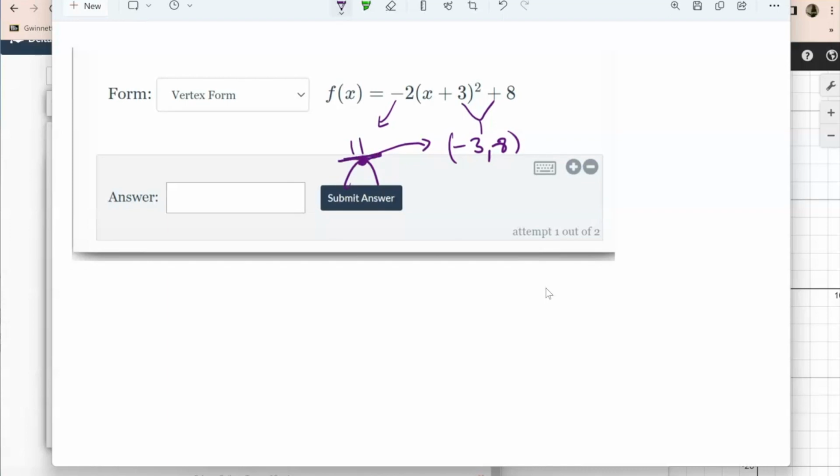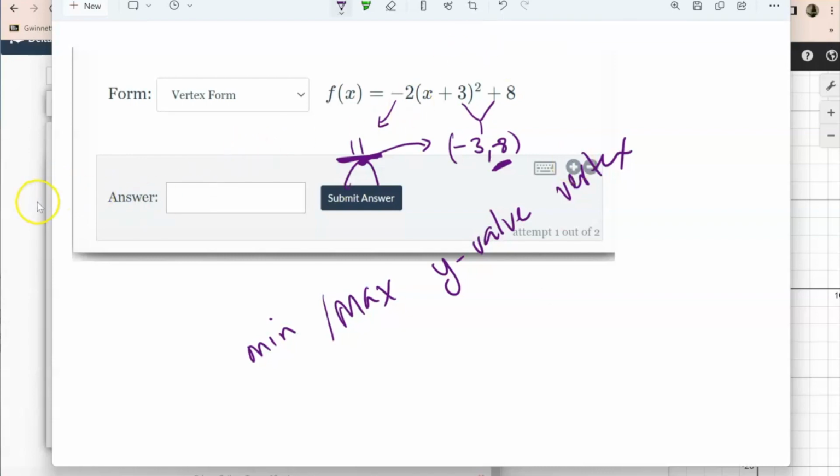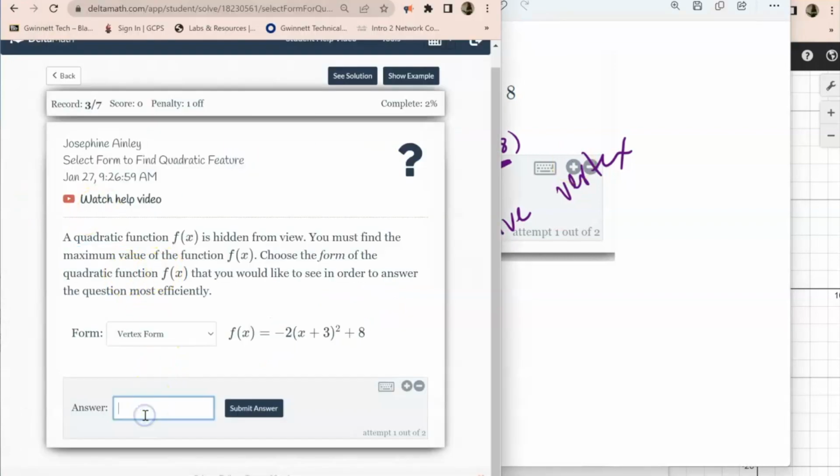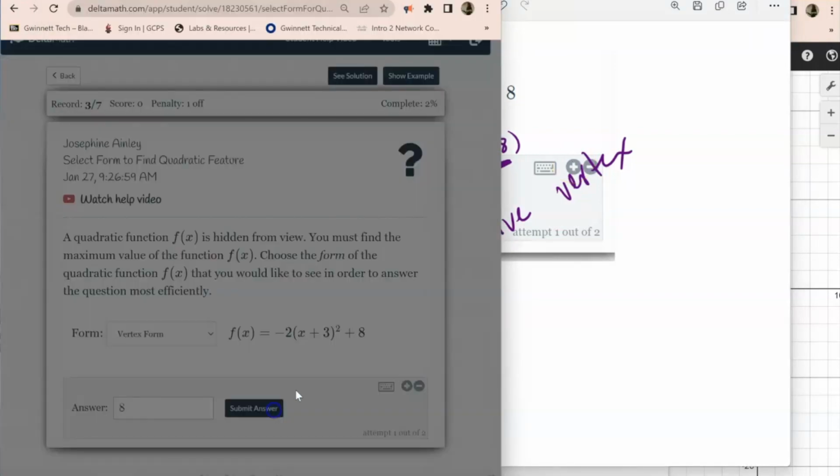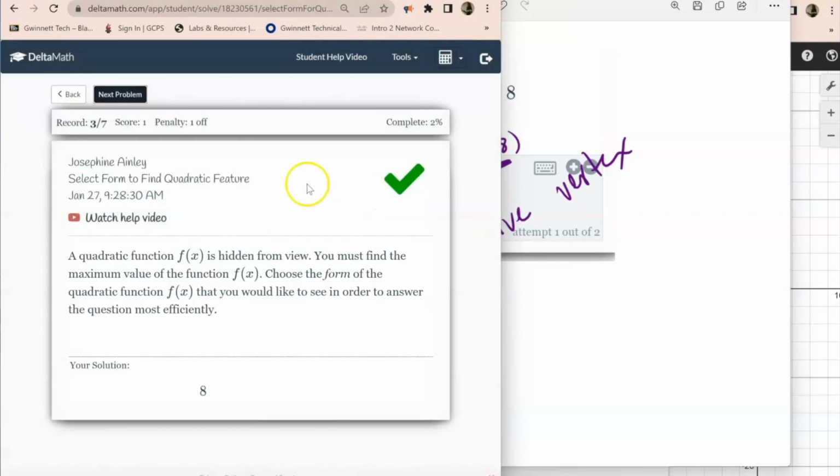So what's this maximum value here? It's the highest point of the graph, which is going to be your y value. So it's going to be 8. So your maximum is 8. So if you're looking for your maximum, it is the y value of your vertex. Okay, maximum or minimum, it is the y value of your vertex. So the maximum in this case is 8. And you just write the number because it's asking what is the tallest point.